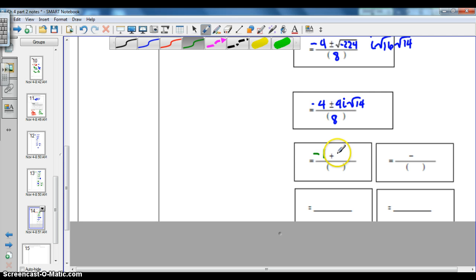So that would give me a negative 1, just a 1i. And then in the bottom, 8 divided by 4 would be 2. And there's the plus, and there's the minus. And again, you could keep it together if you wanted to, or you could separate it like this, 1 plus, 1 minus. And we've already simplified it, so we are done.